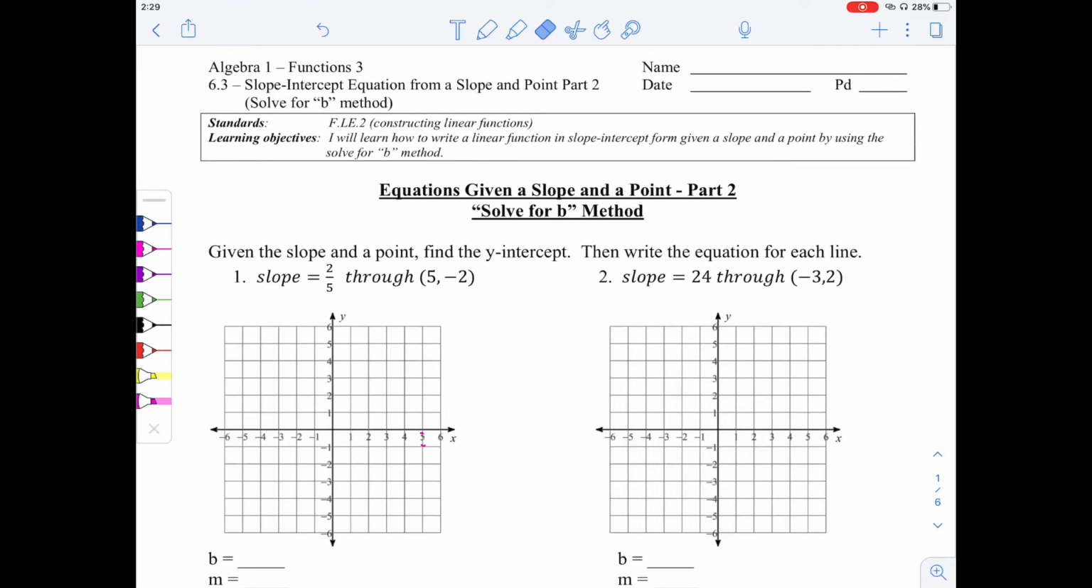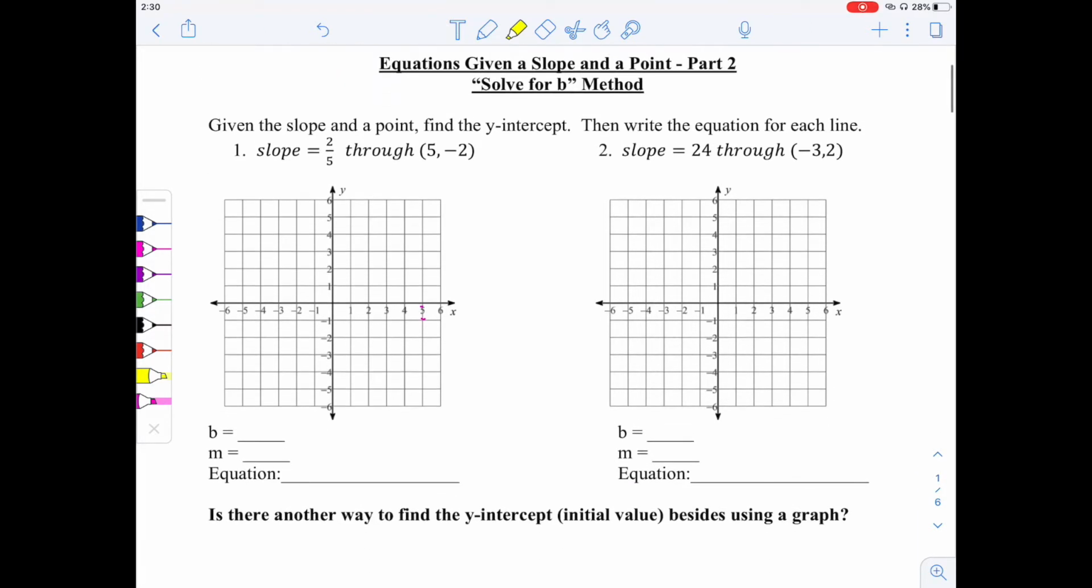Okay, welcome everybody. So 6.3, slope-intercept equation from a slope and a point, part 2. Okay, so continuing on, constructing linear functions. We learn how to write a linear function using slope-intercept form given a slope and a point by using the solve for b method. Okay, so let's do the first one.